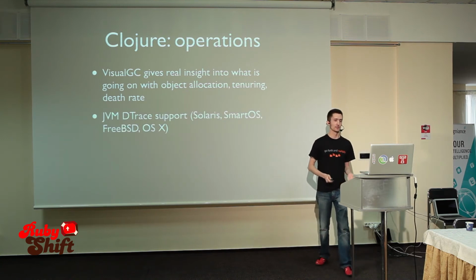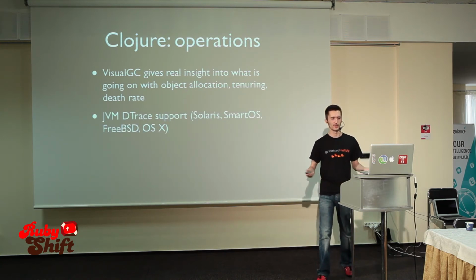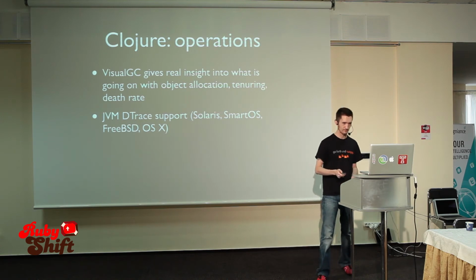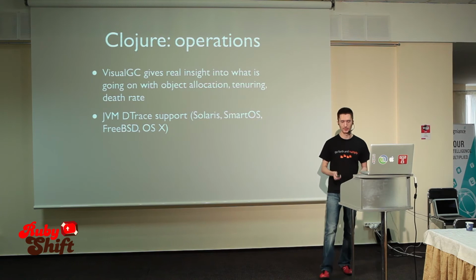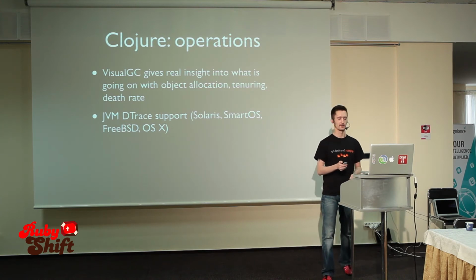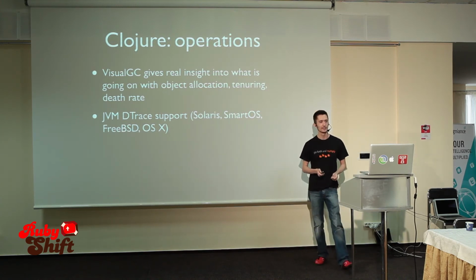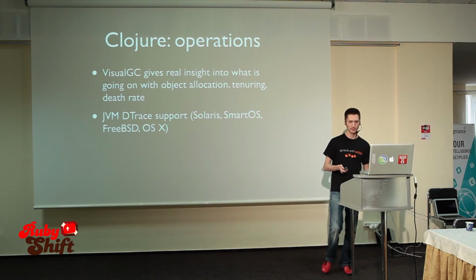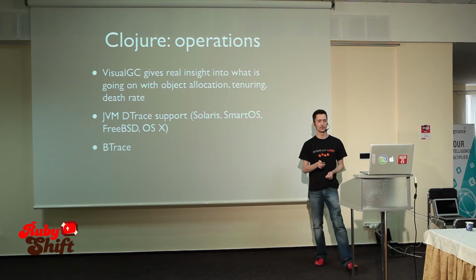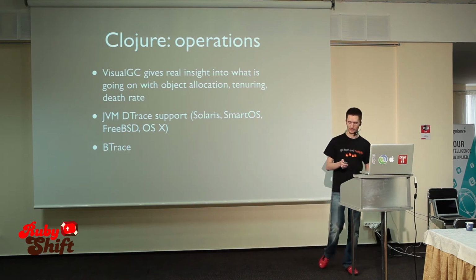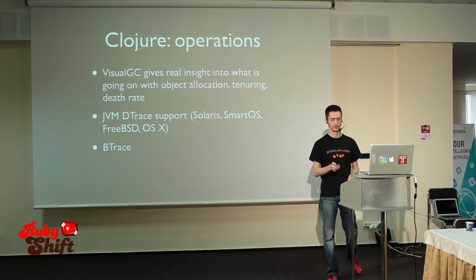The JVM supports dtrace in environments where dtrace is available, which is hilarious, like FreeBSD and macOS 10, although on OS 10 it is a little bit crappy. But it's useful enough for many things. And then, as I mentioned, there's something called btrace, bytecode trace.